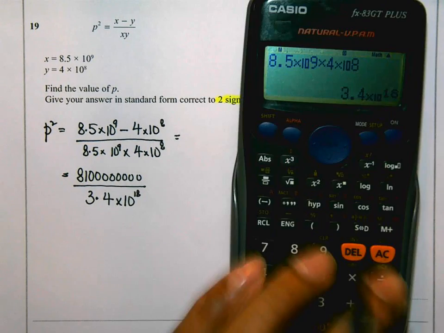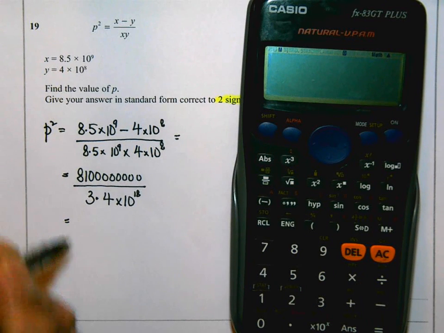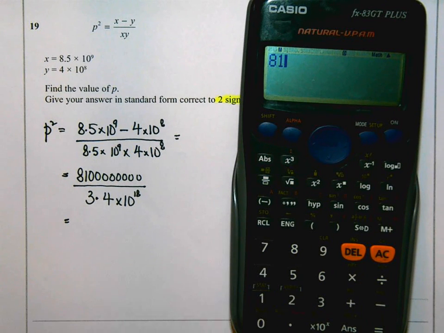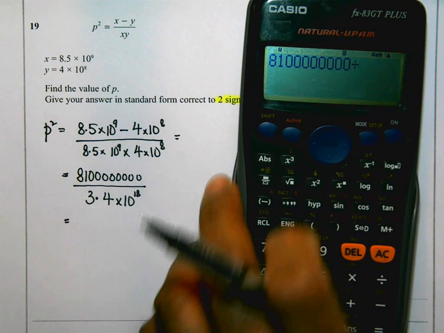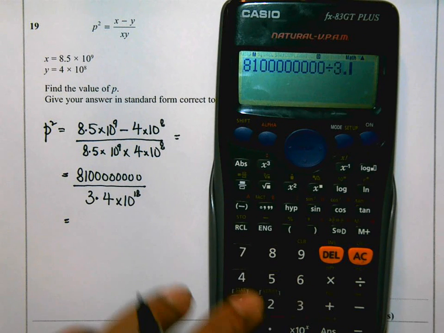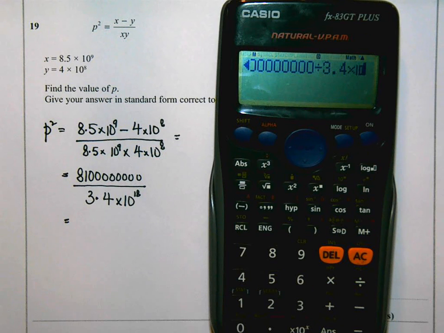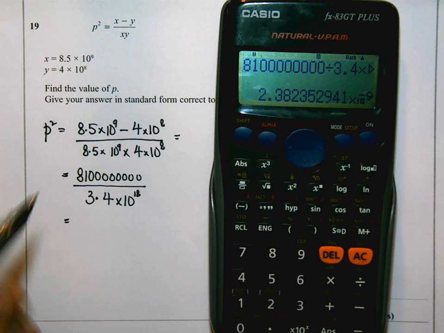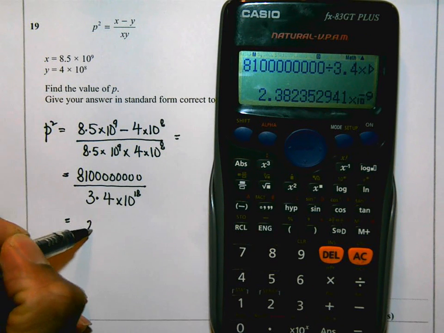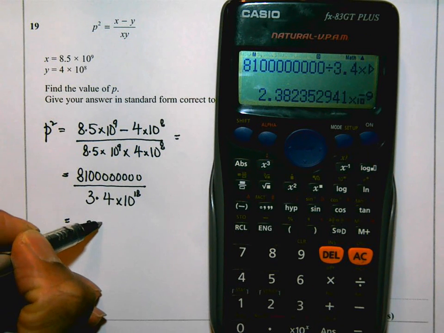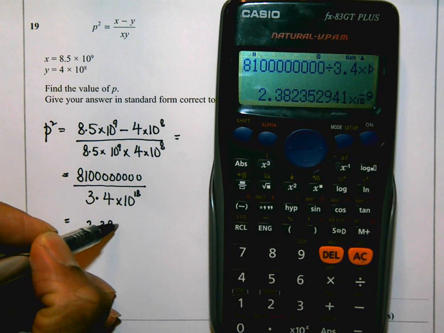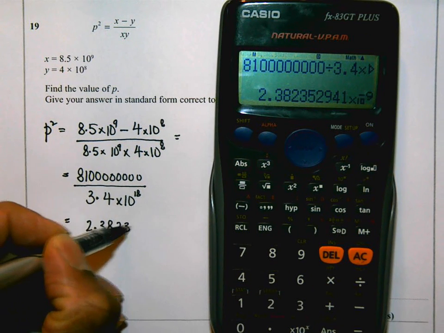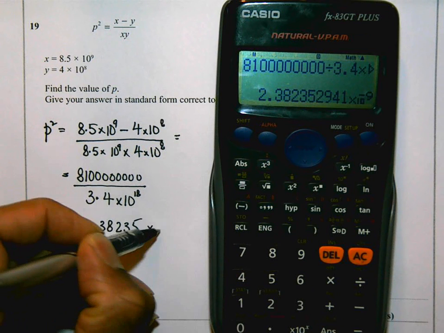Okay, I'm going to work out this last bit. So 81 with 8 zeros after it, and that divided by 3.4 times 10 to the 18 equals, and here is my answer, 2.38235 times 10 to the minus 9.